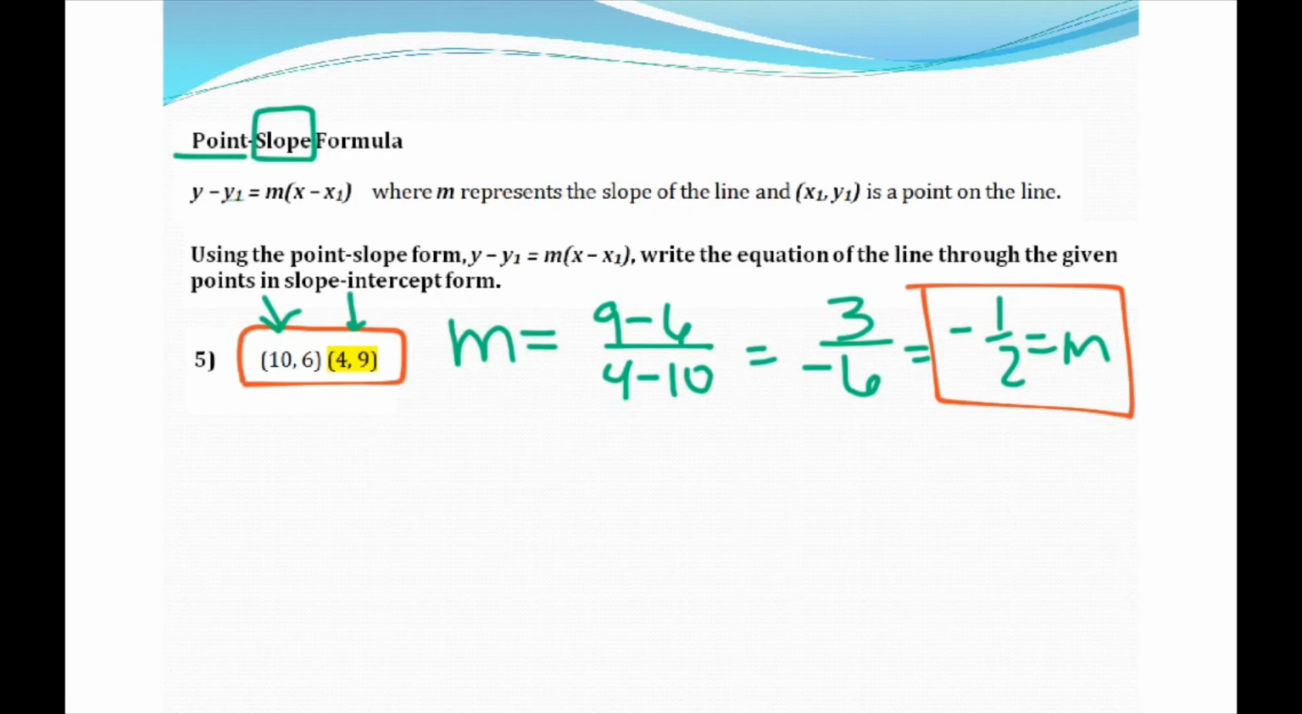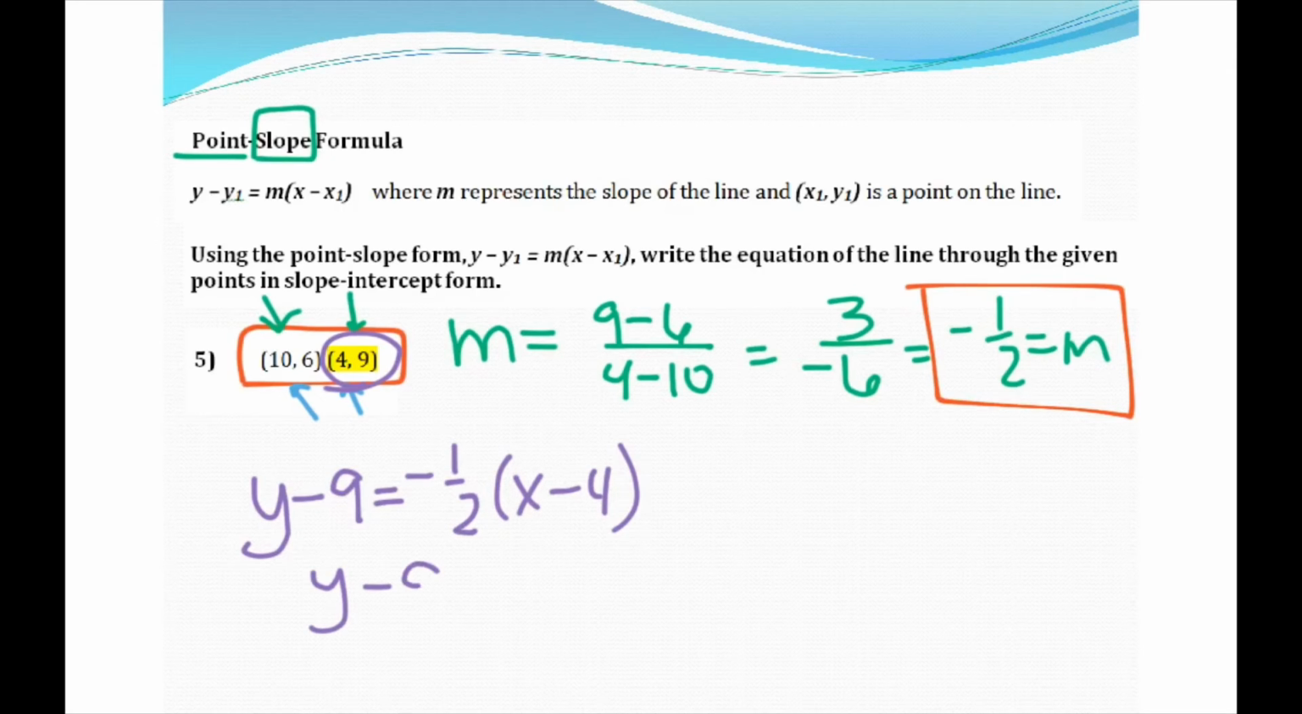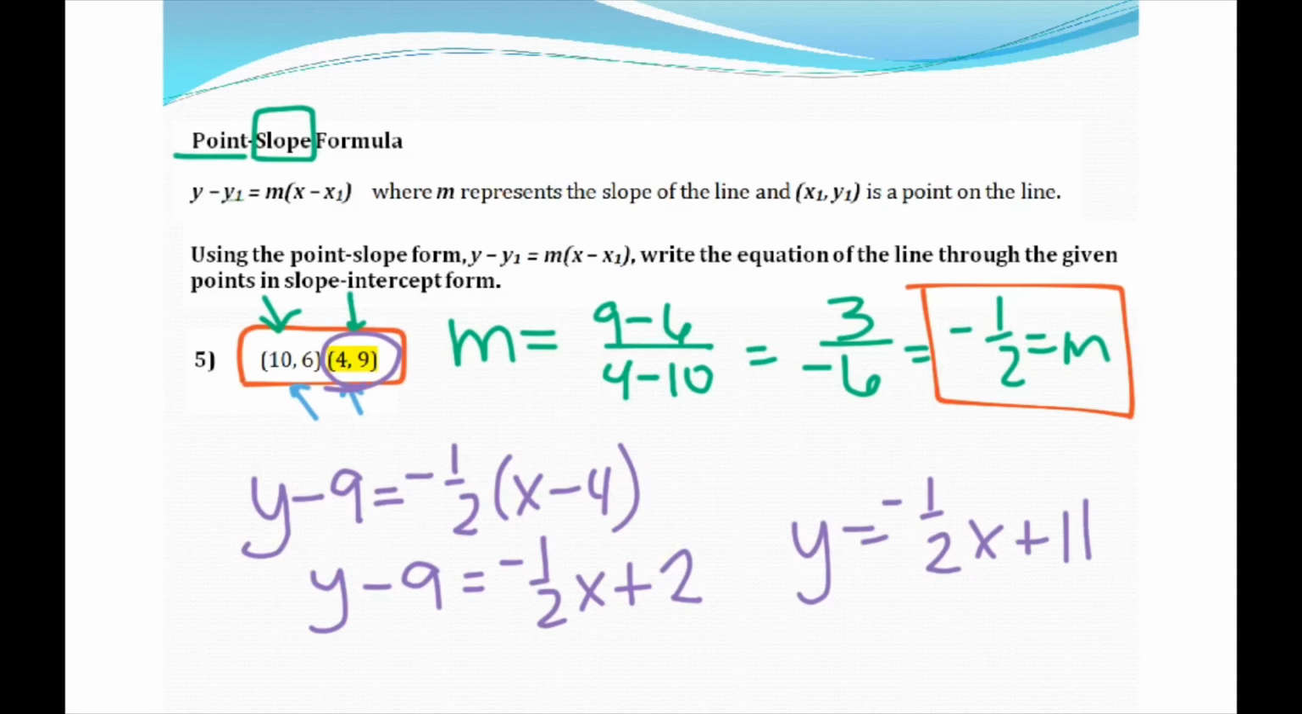Now here's the great part. You get to choose whichever point you want. It doesn't matter. It will come out the same. So just because, I'm going to choose 4, 9. So I'm going to do y minus 9 using point slope formula equals -1/2 times x minus 4. So y minus 9 equals -1/2 x plus, and then half of 4 is 2. Add 9 to both sides, and you get y equals -1/2 x plus 11.